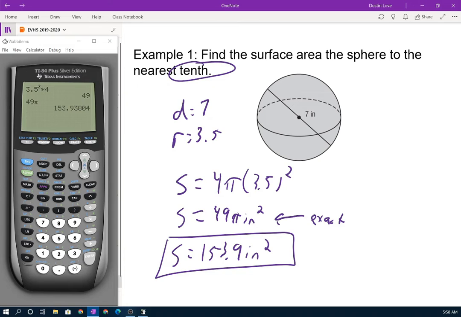Oh, incidentally, before we've had surface area and lateral area. Spheres do not have a lateral area because they do not have any lateral faces or any faces at all.